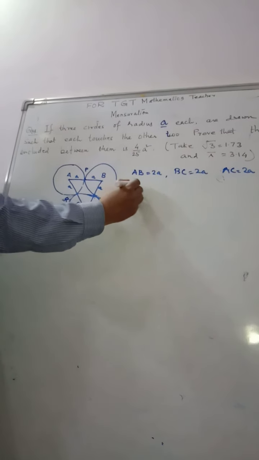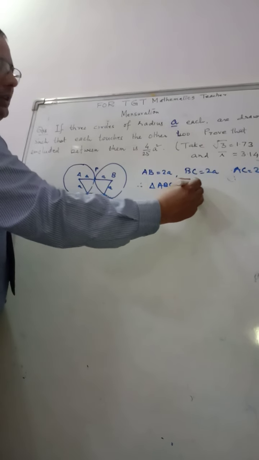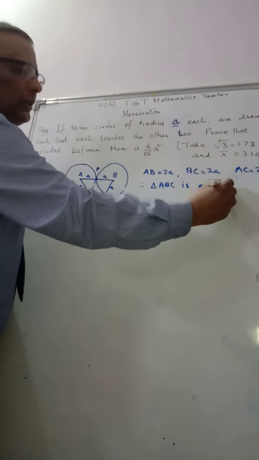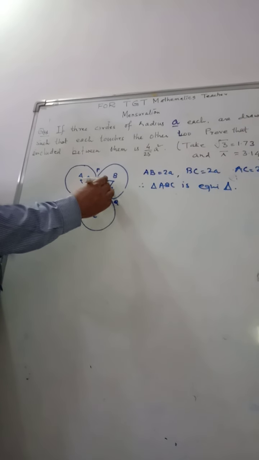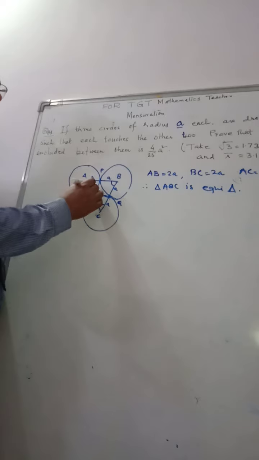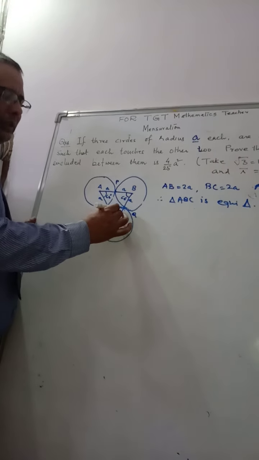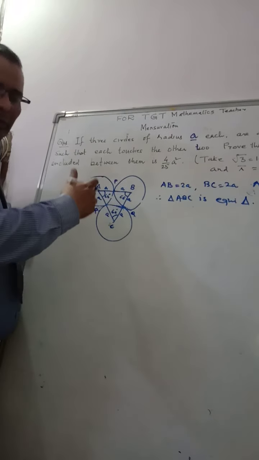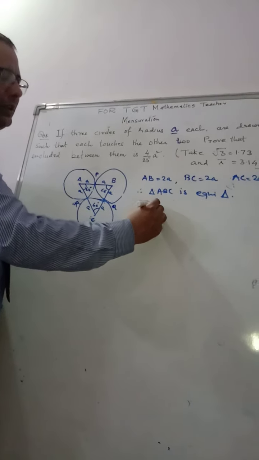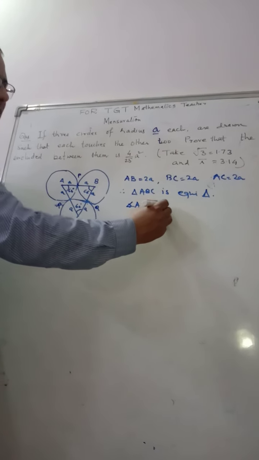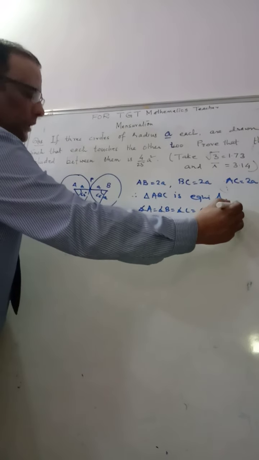It means that triangle ABC is an equilateral triangle. So we know that each angle of an equilateral triangle is 60 degrees. So it is 60 degrees, it is also 60 degrees, it is also 60 degrees, because the sum of all three angles is equal to 180 degrees. We know that. So angle A is equal to angle B is equal to angle C. All angles are taken as theta, that is 60 degrees.